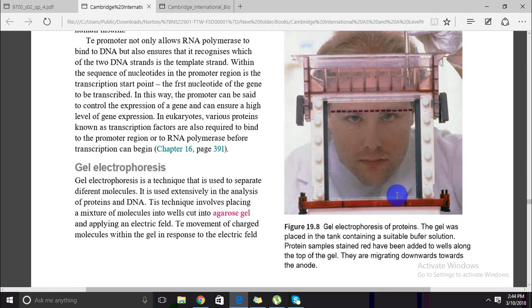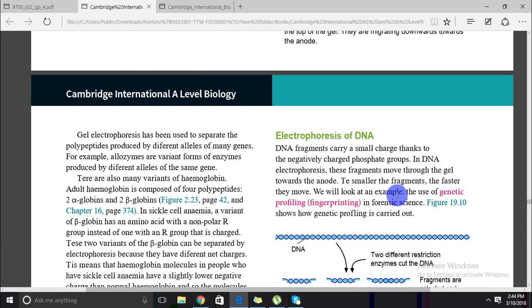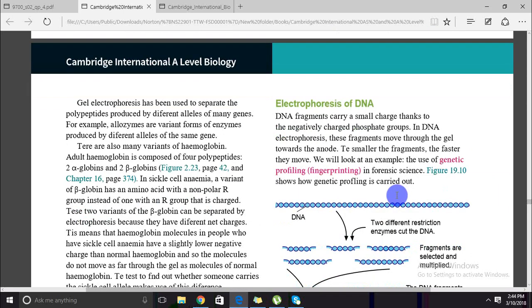Then all of them will move towards the positive end. So this is interesting, because gel electrophoresis can be used to separate the polypeptides produced by different alleles of the same genes. So they will be similar, but they will be slightly different, because they will be different in terms of either charges or perhaps different in terms of length.